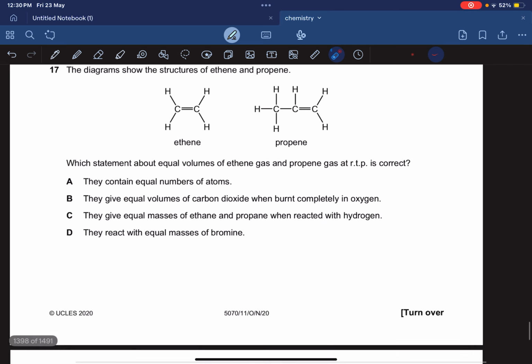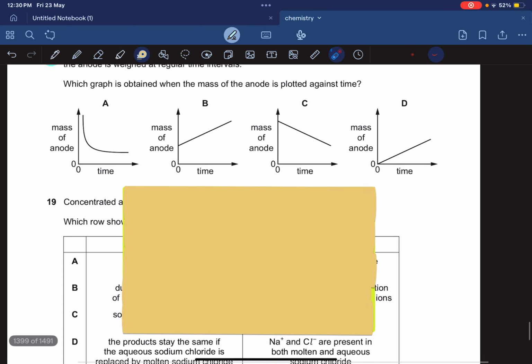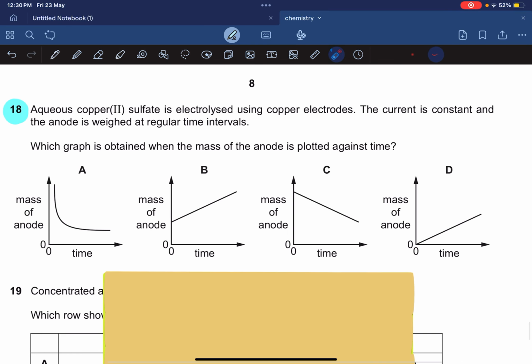Okay? So moving on, this question. Aqueous copper 2 sulfate is electrolyzed using copper electrodes. The current is constant. Okay, now important concepts. You're using reactive electrodes. Second important concept, that your current is constant and the anode is weighed at regular time intervals. The time intervals are also regular. Which graph is obtained when the mass of the anode is plotted against time?